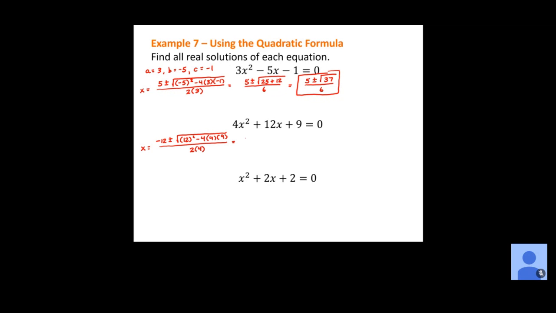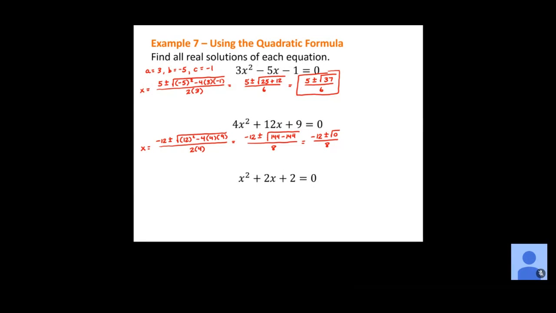Again, I'm going to keep my negative 12 on the outside, plus or minus. 12 squared is actually 144, so we get 144. Then we have minus 4 times 9, which is actually going to give us minus 144. And then 2 times 4 in the denominator is going to give us 8. Now, if we subtract what we have in the square root, we're actually going to get a 0. So we get negative 12 plus or minus the square root of 0, divided by 8.